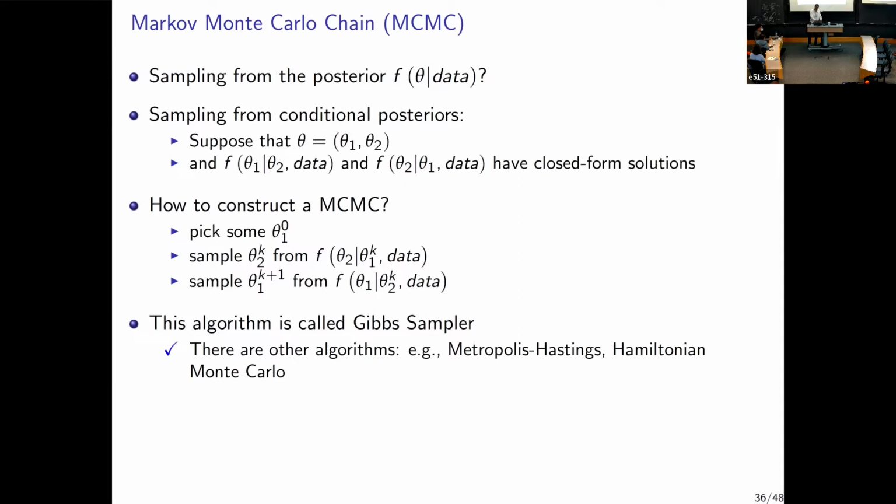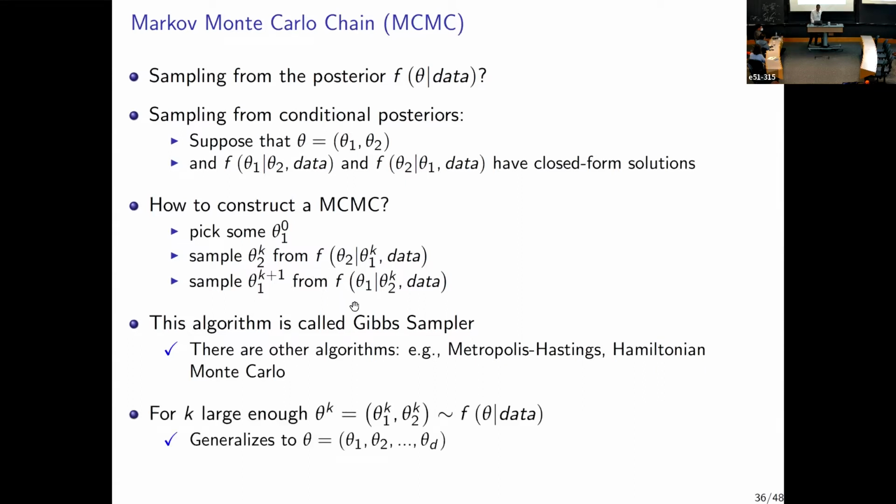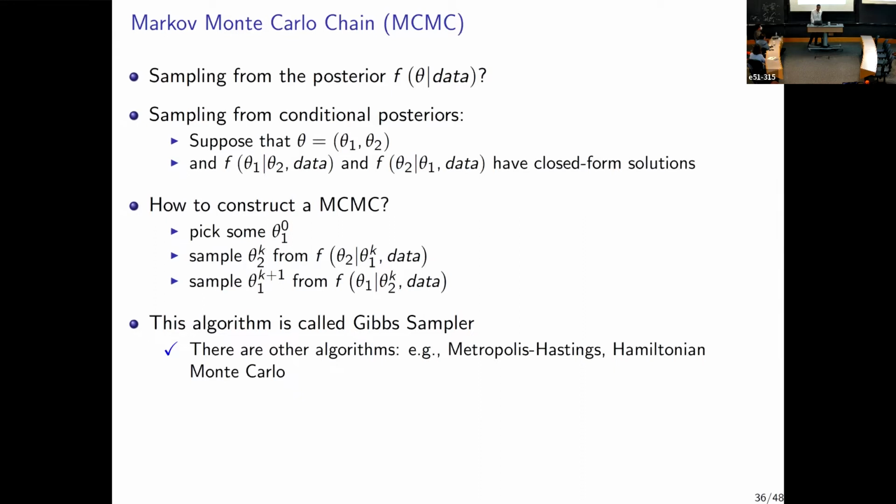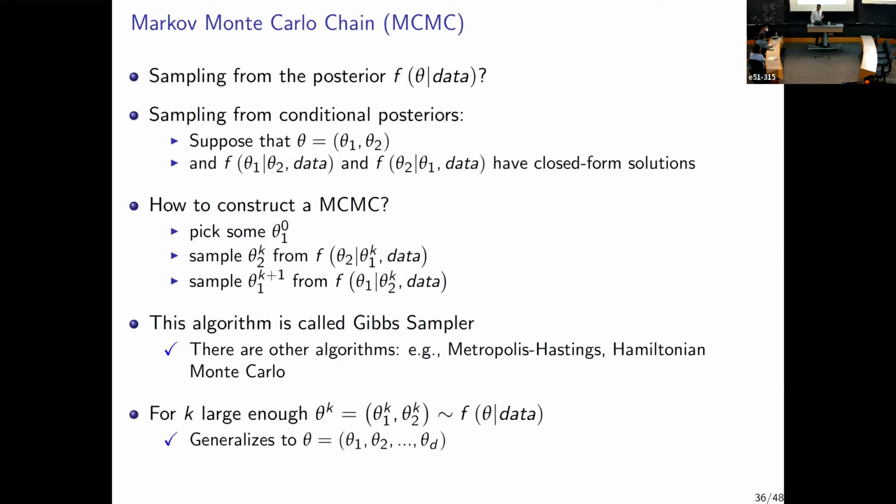And that works when I have nice distributions for f that I can sample from. There are other algorithms that also generate Markov chain Monte Carlo chains, for example Metropolis-Hastings and Hamiltonian Monte Carlo. There are different ways to sample from distributions when you don't have a closed form solution, but you have some additional properties. Now the key thing is that if you do this for long enough, then eventually the theta k that you get, for k large, is going to be essentially a random draw from the joint distribution of theta given the data. That's the beauty of it.